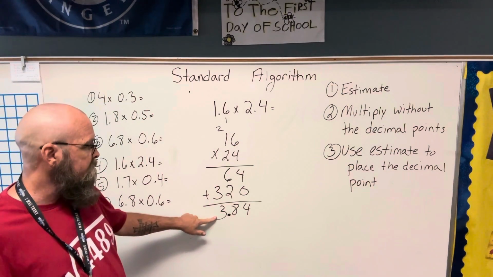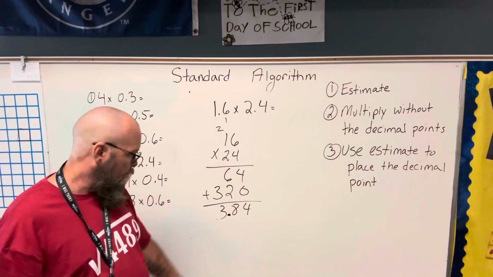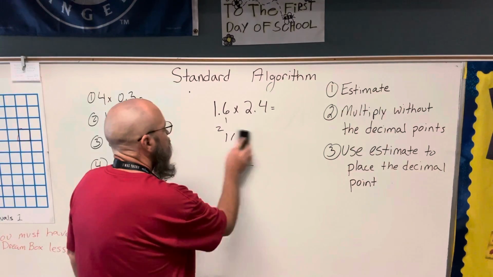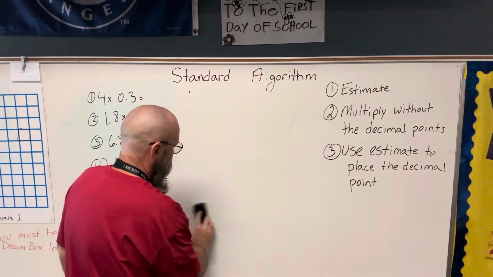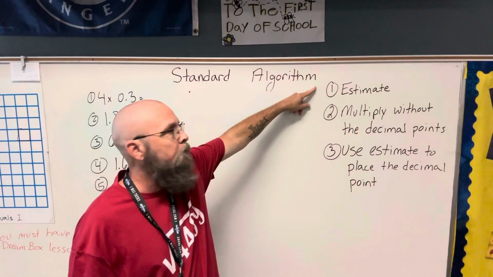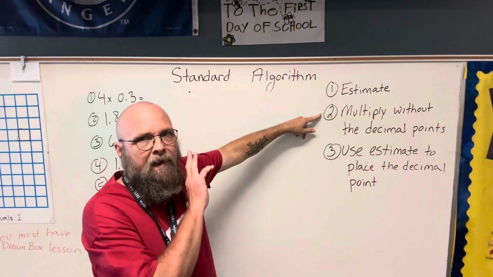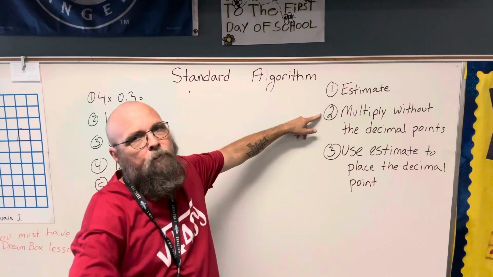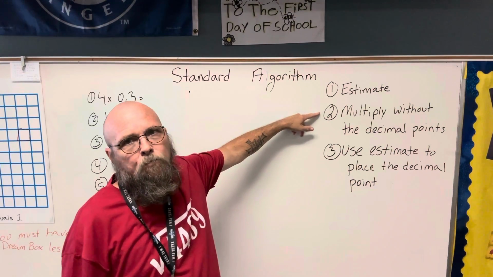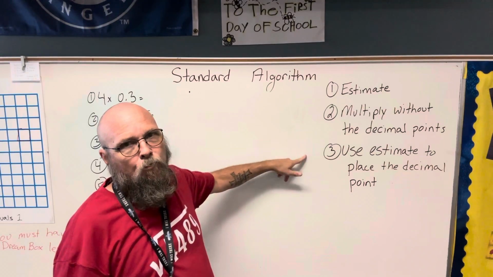If I put it here, it's less than 1. If I put it here, it's 38. If I put it there, it's 384. So that would obviously be too big. So we follow these steps: estimate it. That really helps you with placing your decimal point. Multiply without the decimal points. So when you do the actual math, ignore the decimal points, get rid of them, sell them to somebody who's starving for decimal points in Ethiopia, and then use your estimate to place the decimal point where it goes.